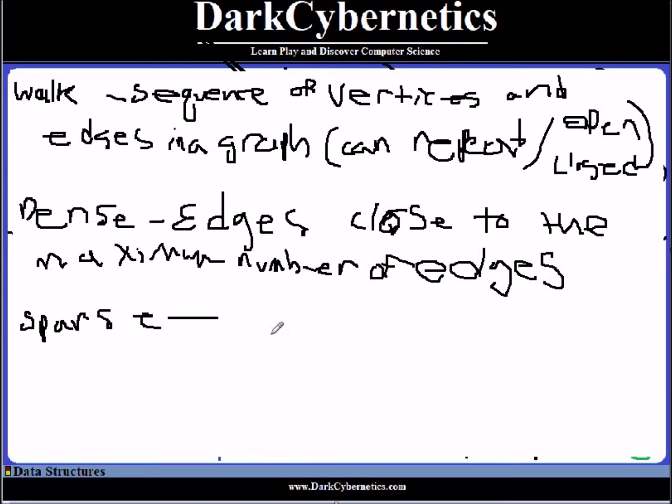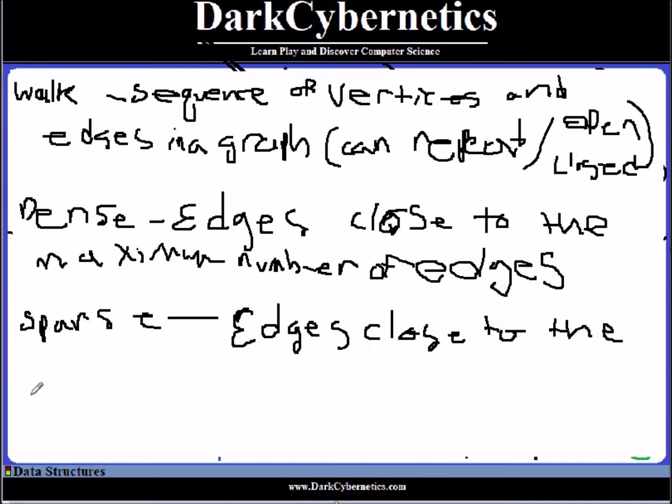We can say that the graph is sparse if the edges are closest to the minimum number of edges. So we know if it's dense, we're close to the maximum number of edges, and if it's sparse, it's closest to the minimum number of edges in the graph.